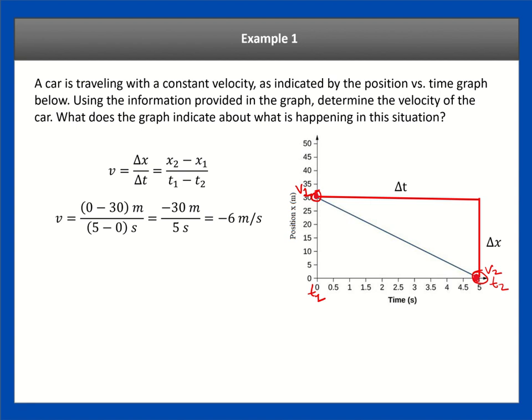So it makes sense, it's a graph going down, so the velocity is going to be in the negative direction. What this indicates is that the car is slowing down, right? From time 0 to time 5 seconds, the car is actually slowing down or braking at a constant velocity.